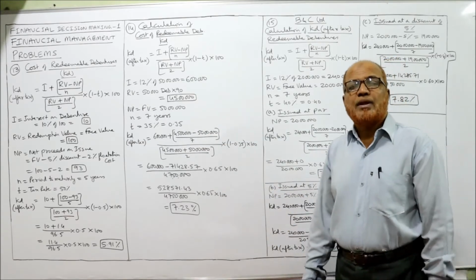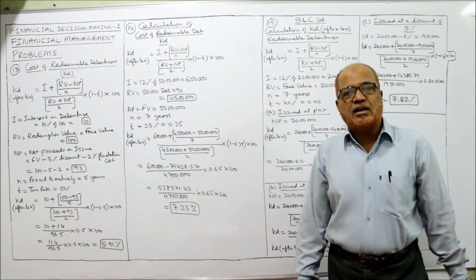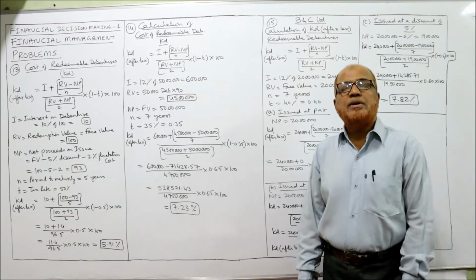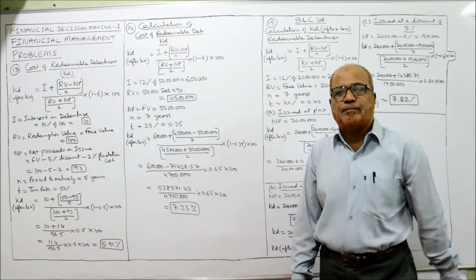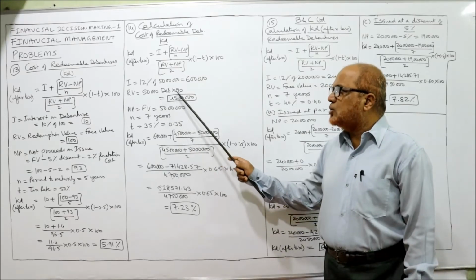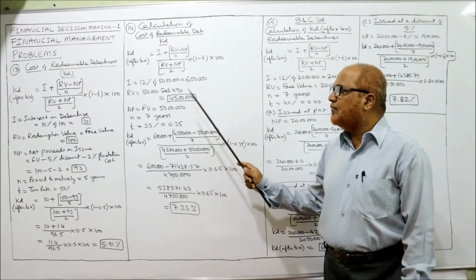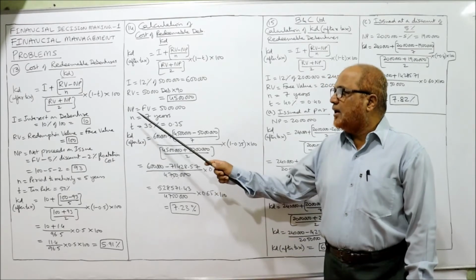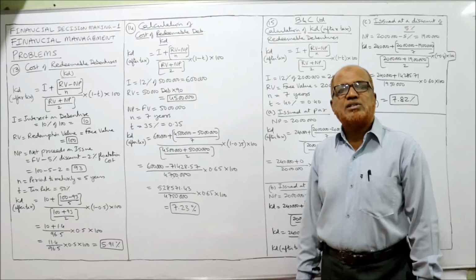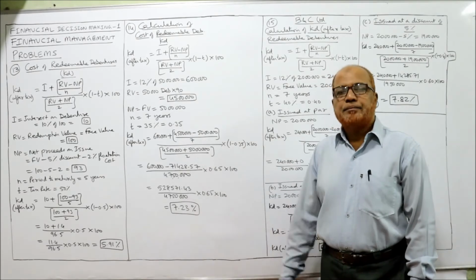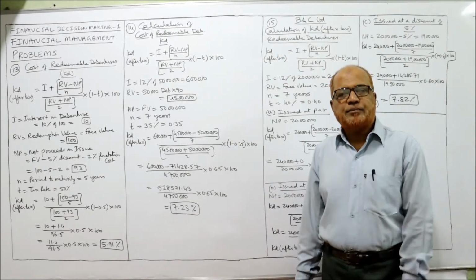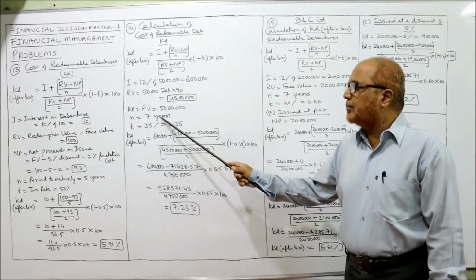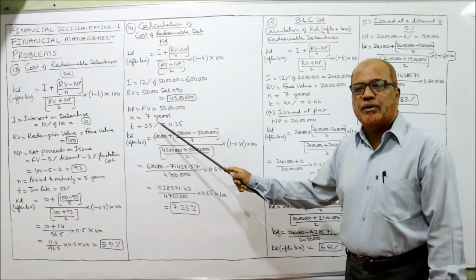RV, redemption value. At the end of the 7 years, it is given in the problem, the company will redeem at rupees 90 per debenture. So 50,000 into 90, you will get 45 lakh rupees will be returned at the end of 7th year. NP, net proceeds, face value, 50 lakh. No discount, no flotation cost. N is equal to 7 years, period of redemption. T, tax rate 35%, 0.35.